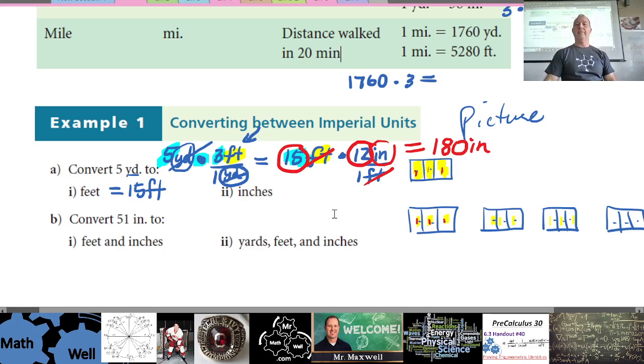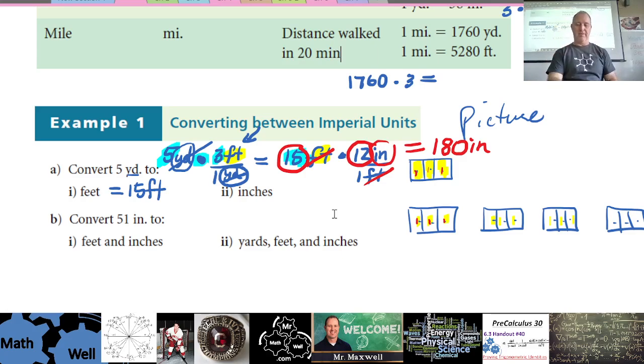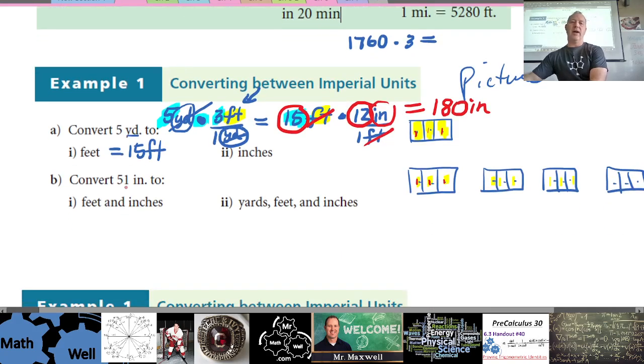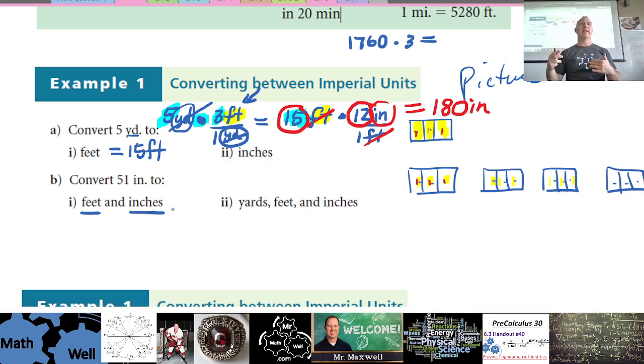So let's do the next question, because this one's a little bit tougher. If I have 51 inches, and I need to convert that to feet and inches. What do you mean feet and inches? You know how we measure our height, like 5 foot 11 inches, 6 foot 2 inches, or 4 foot 8 inches. That's what I'm talking about. So how many feet, and then how many inches left over?